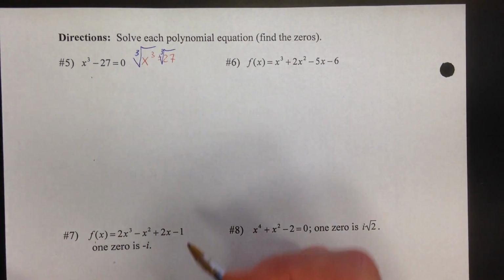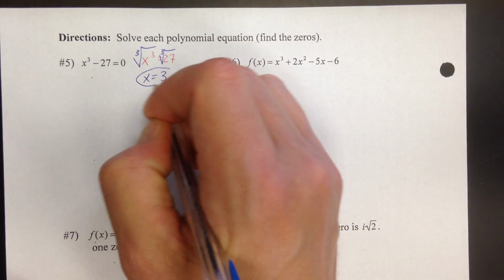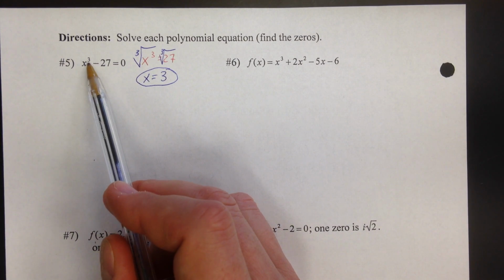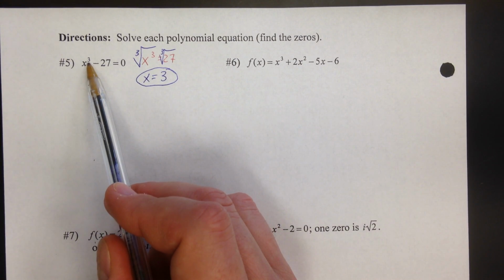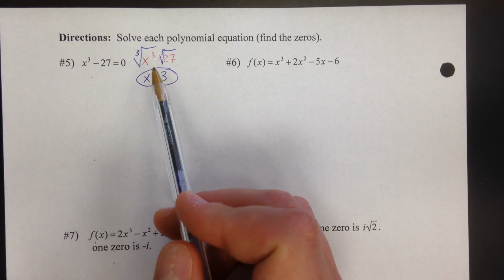Now that's not a bad way to go. You get x is equal to 3. The problem is that's only one solution. Because this is a cubic equation, because the degree is 3, you actually have 3 solutions. So where are the other 2? How do I get that?